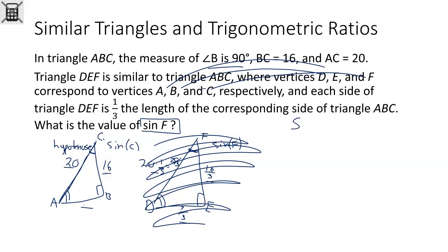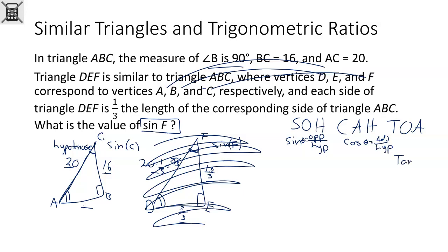Your trigonometric ratios, our acronym, SOHCAHTOA, helps us remember those ratios. Sine is the ratio of the opposite side over the hypotenuse. Cosine of an angle is the ratio of the adjacent side over the hypotenuse. And tangent of an angle is the opposite over the adjacent. Those ratios will be the same for all similar triangles. No matter how big or small I scale my first triangle, those values will not change.